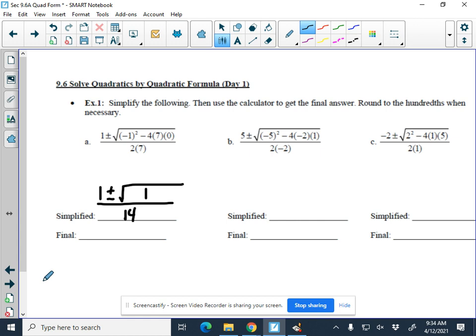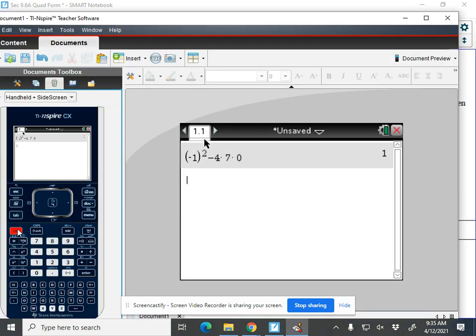Okay? Now, you know how in a lot of the equations we've been doing, we've been getting 2 answers? This thing's going to get us 2 different answers. What it's going to get us is make a fraction bar, and it's going to get us 1 plus the square root of 1 over 14. Now, what is the square root of 1?